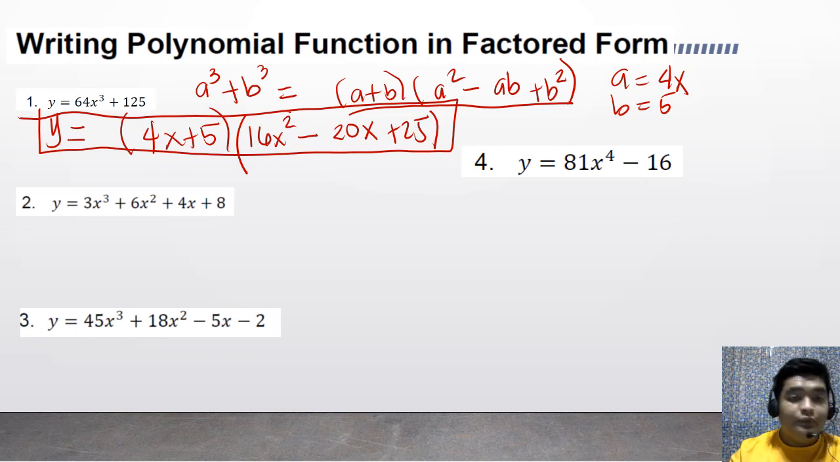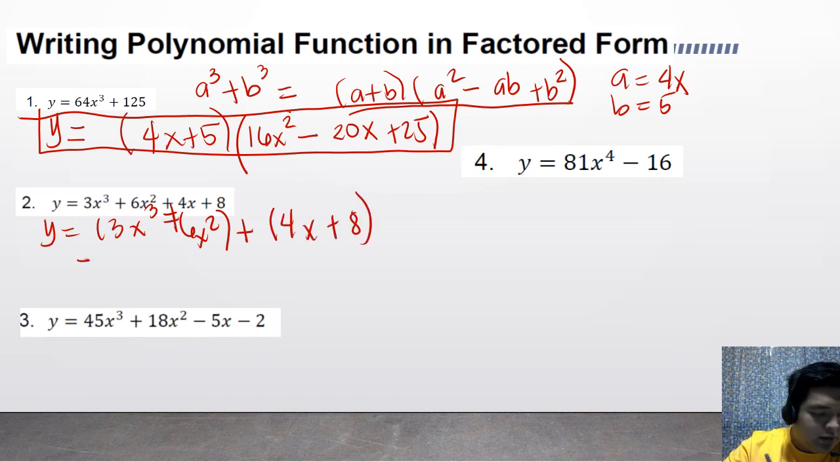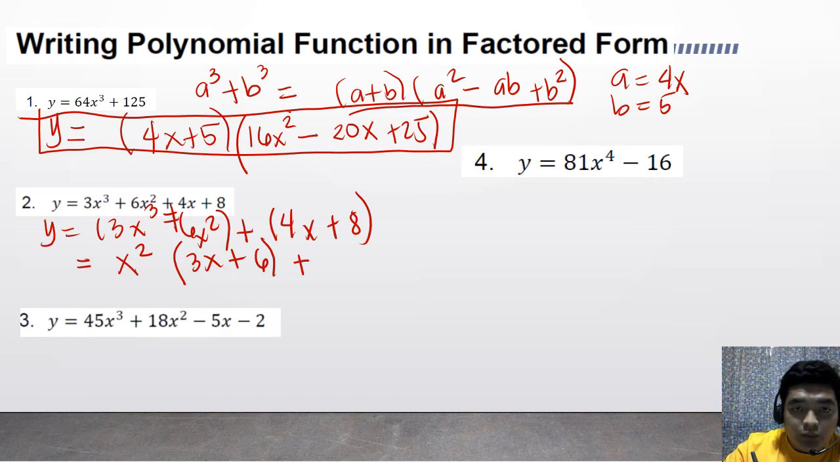For number 2, we have 3x cubed plus 6x squared plus 4x plus 8. What we need to do is group. So y equals, we will group 3x cubed plus 6x squared, then plus 4x plus 8. Then we factor out the common factor, which is x squared, then we have 3x plus 6. Then plus 4, then x plus 2, right?